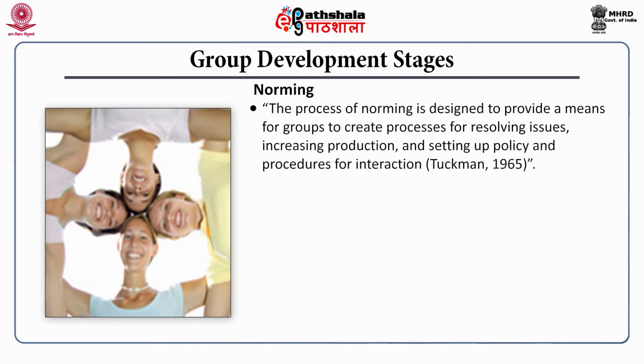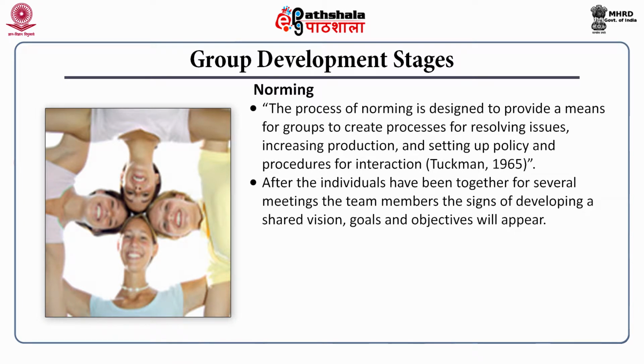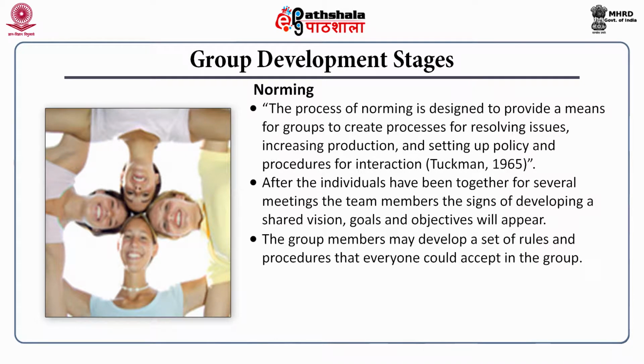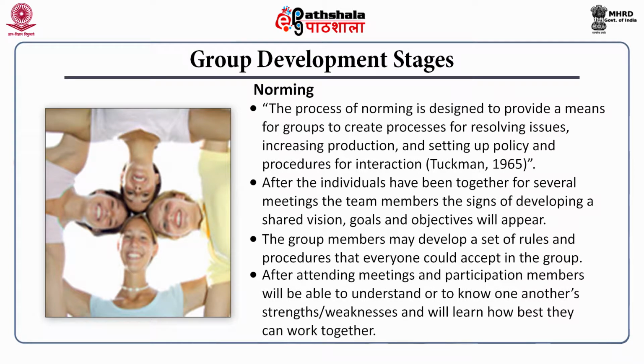Now, the process of norming is designed to provide a means for the groups to create processes for resolving issues, to increase production, and to set up policy and procedures for interaction. After the individuals have been together for several meetings, signs of the team members developing a shared vision, goal, and objective will appear. The group members may develop a set of rules and procedures that everyone could accept in the group. After attending meetings and participating, members will be able to know one another's strengths and weaknesses and will learn how best they can work together.